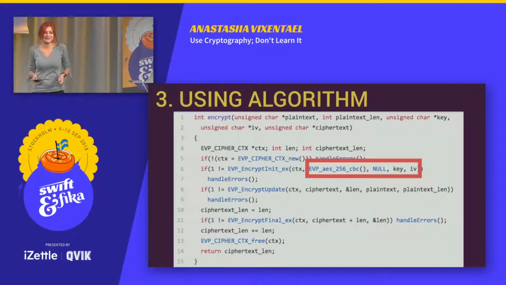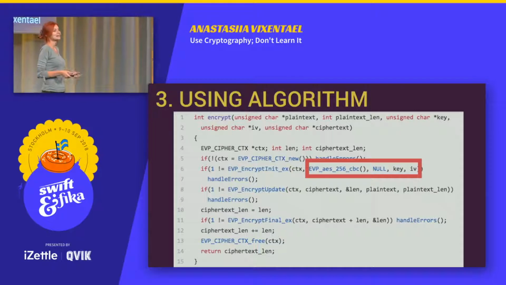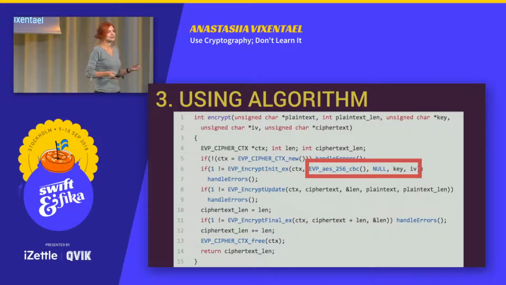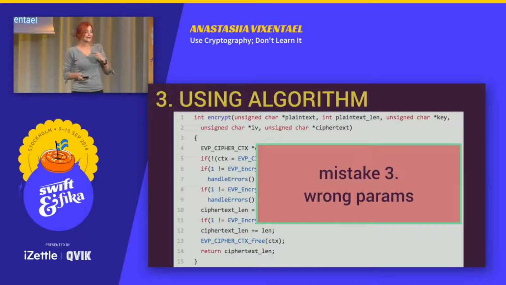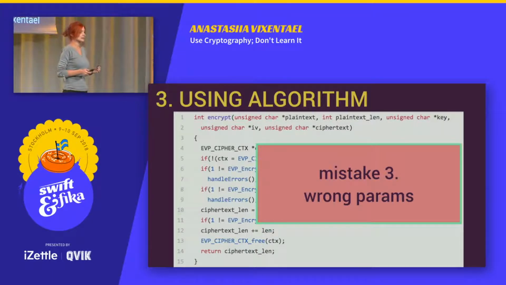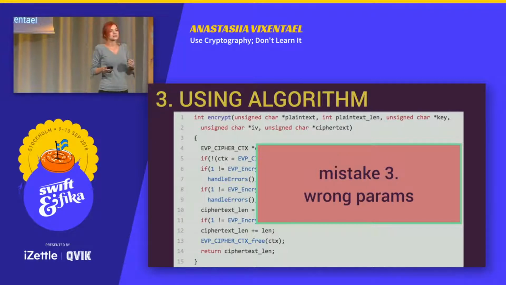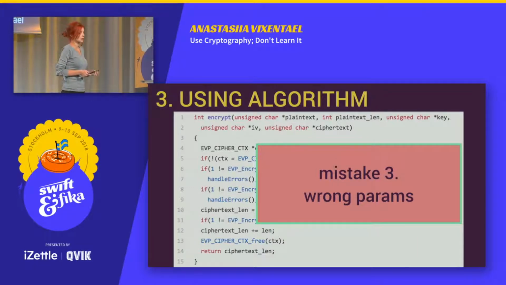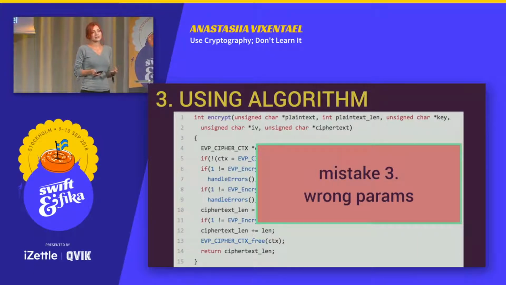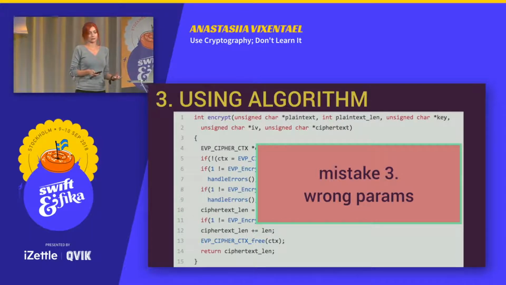That's obvious. This is CBC mode for AES encryption with 256 bits as a key length. The third mistake we run into: we can select the right algorithm but put in the wrong parameters, just because it's not easy. Most of you probably don't know the difference between AES in CBC mode and AES in GCM mode. And this is important, because CBC is known as old and vulnerable.